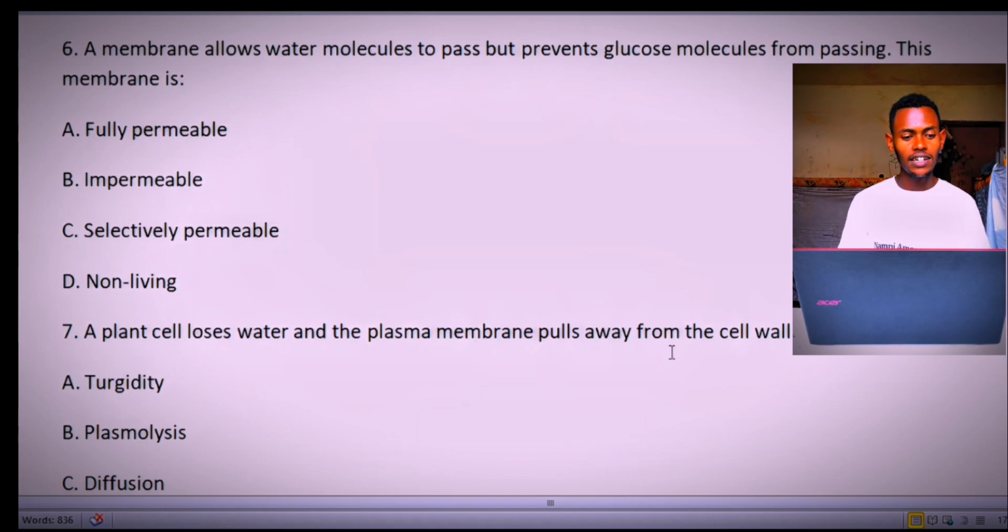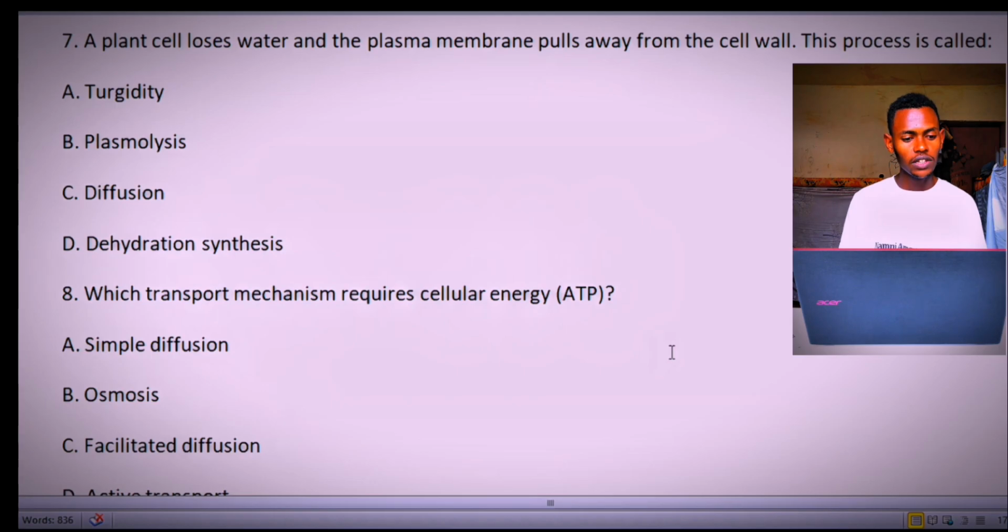So what is the answer? The answer is selectively permeable. Why not A? Why not B? Why not C? Why not D? Fully permeable means all substances can move into the cell. So here it prevented what?